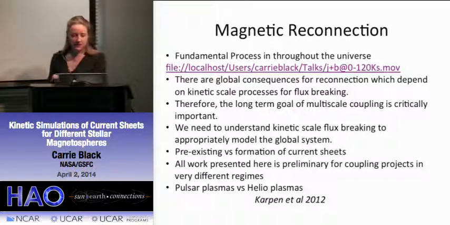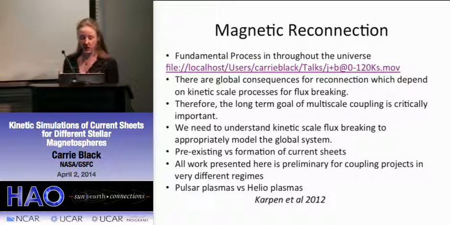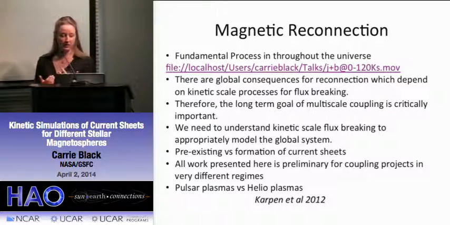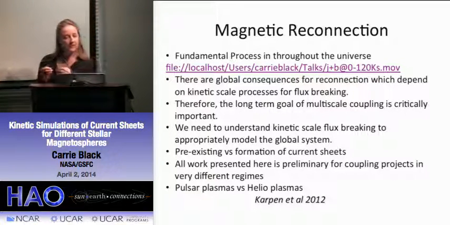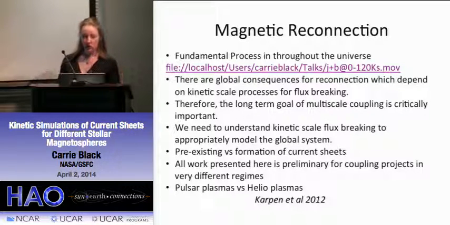So my focus obviously is kinetics. There are global consequences for reconnection that depend on kinetic scale processes for the flux breaking, right? So there's lots of work going on here on the big global picture, but we need to figure out what's happening on the very small scale and understand how that feeds back. So the long-term goal of all of this work is to do real multi-scale coupling. So really take whatever the important kinetic physics is and feed that into a big global model.